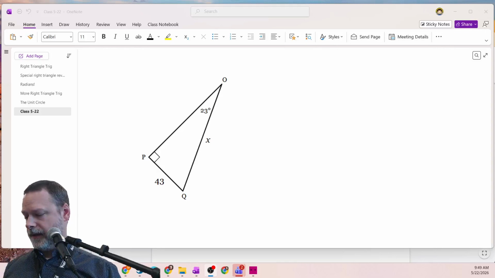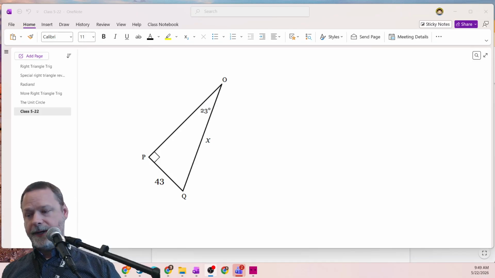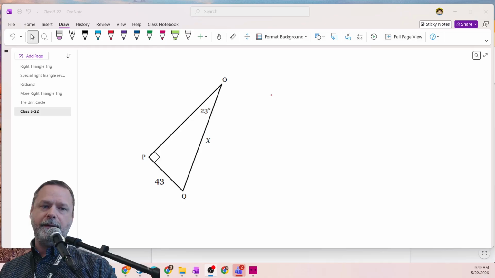We're just going to do a couple examples of using our trig functions to find missing sides of right triangles. There's a couple different situations we can come across, so I'm just going to do two examples: one where we're finding a side, or one where we're finding an angle. Here we're given an angle, and we're missing the side. X is the side length we're missing.